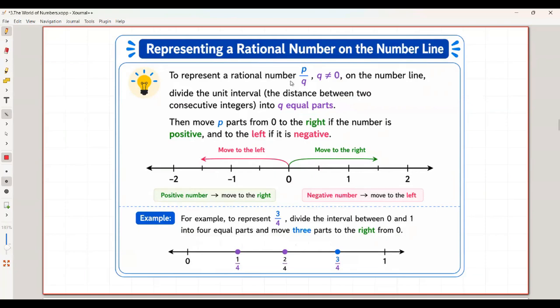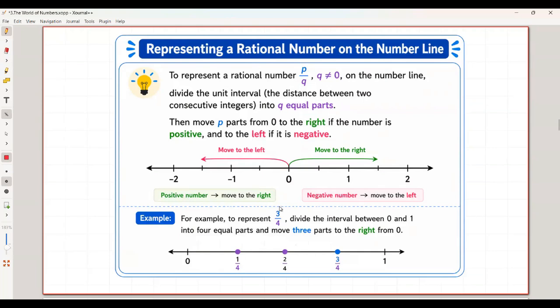First, you have to check whether the rational number p by q is positive or negative. According to that, we fix the sign. Then we can write how to split the number line. So p by q means you have to see the denominator. We have to split into q equal parts. According to the denominator, we have to split into equal parts.